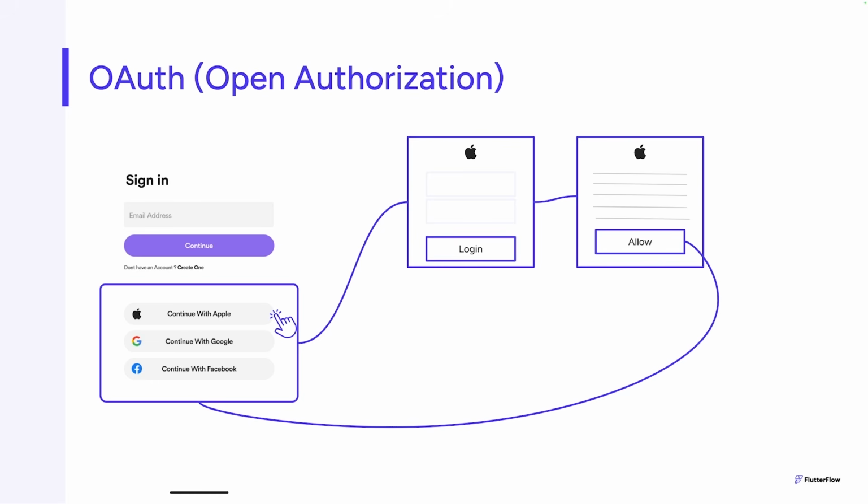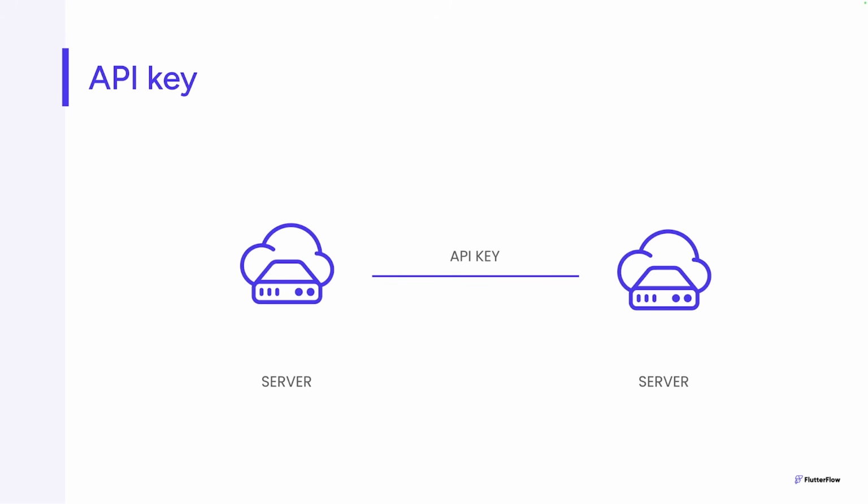Using OAuth, the user's login credentials stay secure with the original service provider, and only specific permissions are granted to the third-party apps via access tokens. This approach minimizes the risk of exposing sensitive user data and streamlines the login process across various platforms. API key authentication is commonly used for server-to-server interactions. An API key is a unique identifier that provides secure access to the API endpoints.